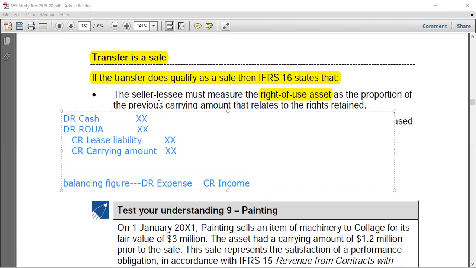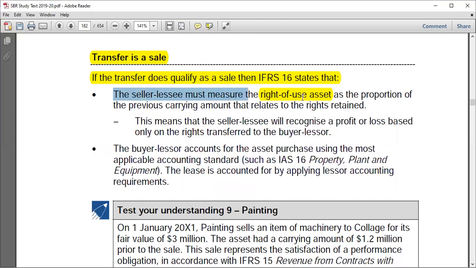Okay, now what we're going to do is how to obtain these figures now. Okay, so we proceed here. The seller must measure the right of use asset. We know that it is there, but how to measure it? As the proportion of the previous carrying amount that relates to the rights retained. Do you know what they meant by this?